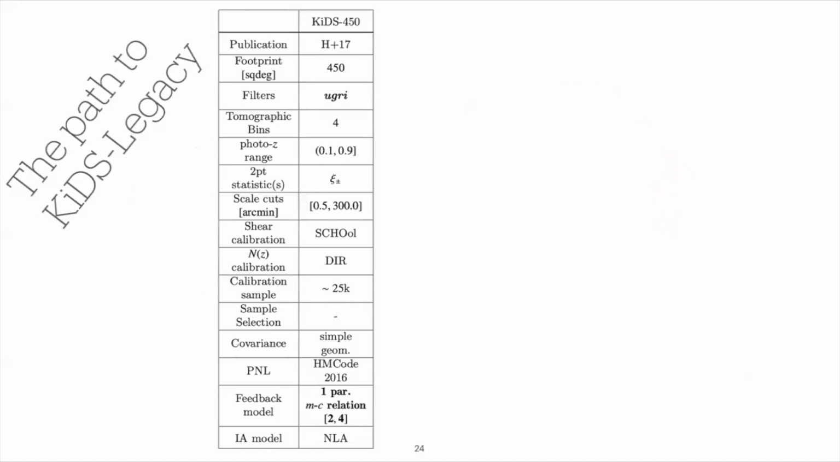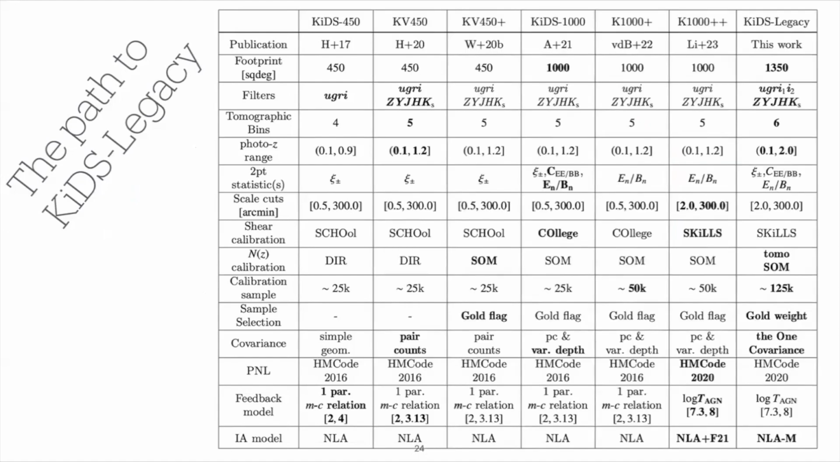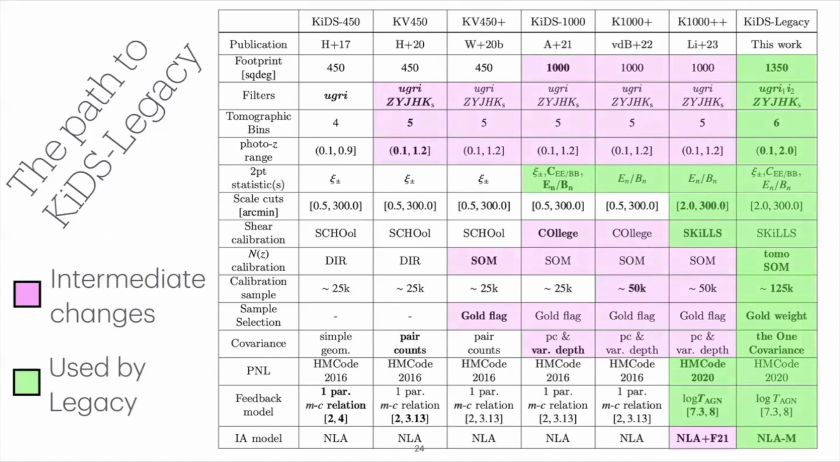The path to KiDS Legacy has been a fairly long one, and the first analysis of KiDS was KiDS-450, performed by Hildebrandt et al. in 2017. As we progressed from Hildebrandt et al. in 2017 to this work in KiDS Legacy that we are presenting today, we have changed many, many things in the analysis, both in terms of the final analysis choices that went into KiDS Legacy, shown in green, or intermediate changes that we made along the way and then changed again for KiDS Legacy, shown in pink. But the point here is to say that KiDS Legacy, if you bring your eye down the final column, is really a changing of many, many, many parts of the analysis pipeline, both in terms of area, in terms of signal to noise, and in terms of analysis choices and methodology. And so KiDS Legacy really did change quite a lot of things.